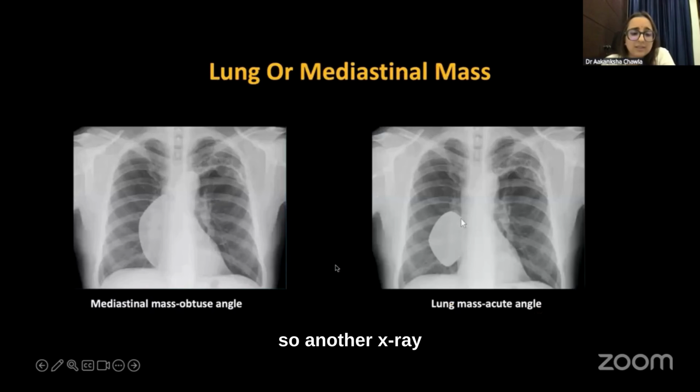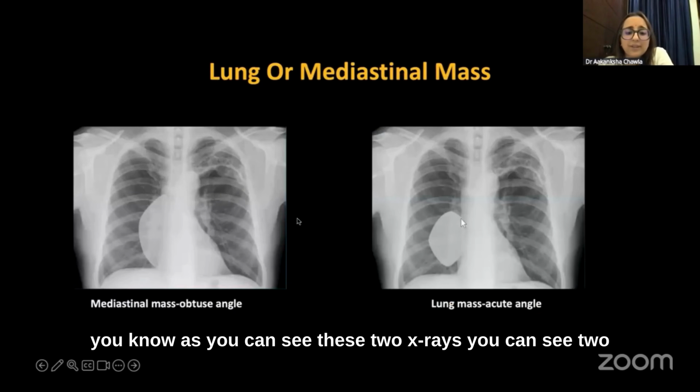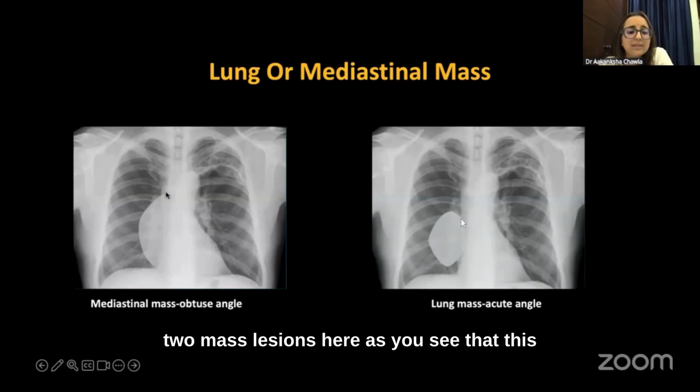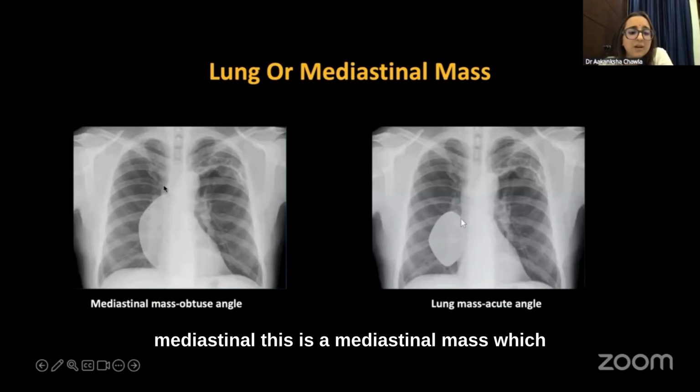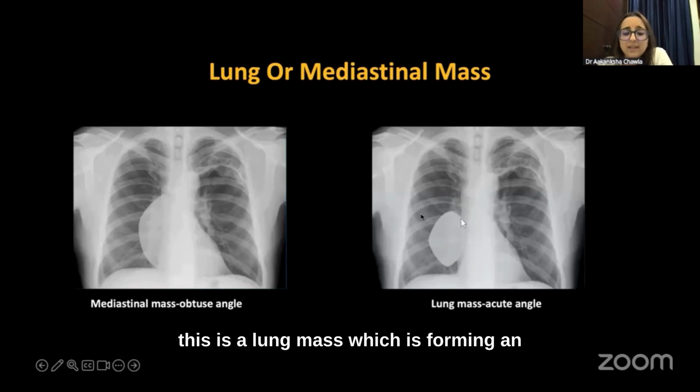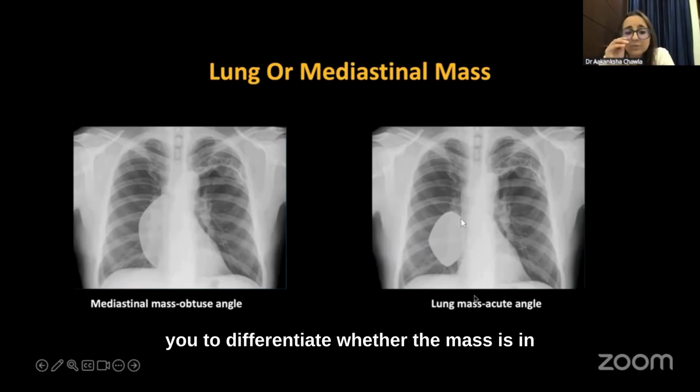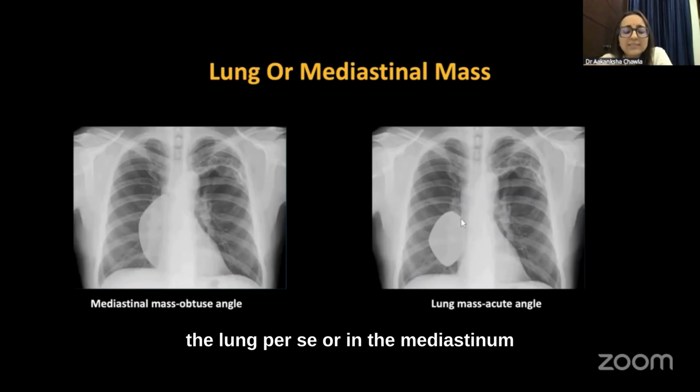So in another X-ray, you can see two mass lesions here. This is a mediastinal mass which is forming an obtuse angle. And this is a lung mass which is forming an acute angle. So this helps you to differentiate whether the mass is in the lung per se or in the mediastinum.